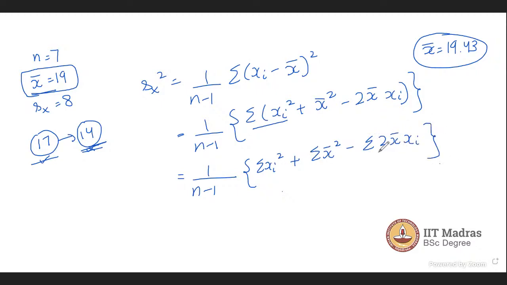See, this term 2x bar is constant, so I can take it outside the summation: twice x bar summation xi. And now you know the formula for mean. Summation xi is equal to n times x bar.